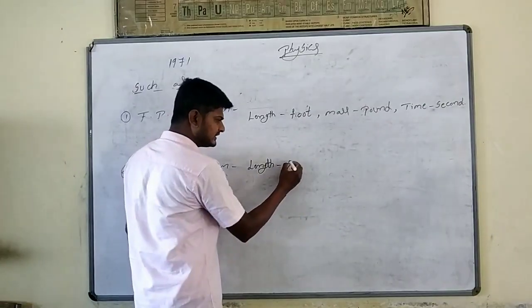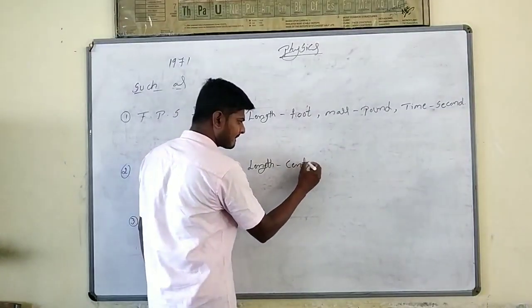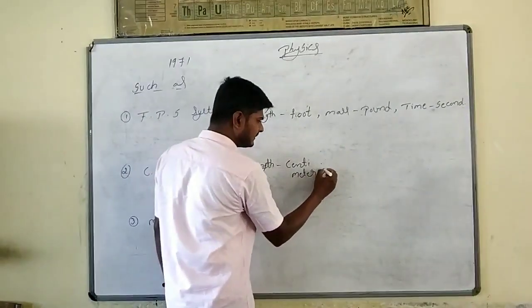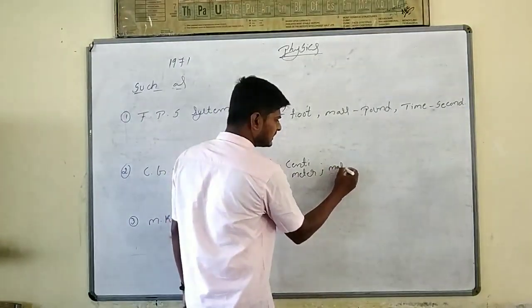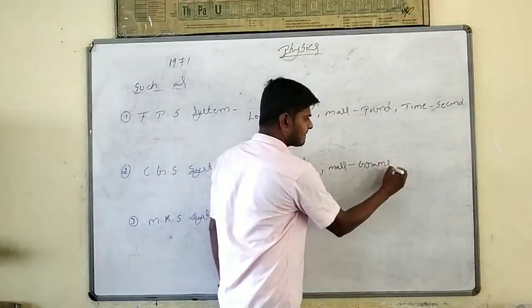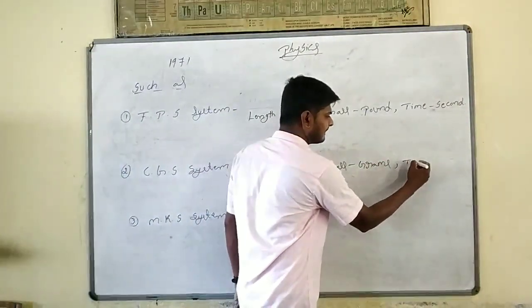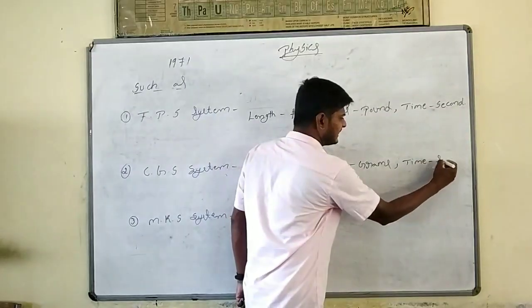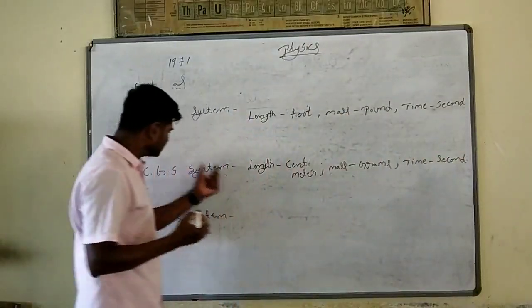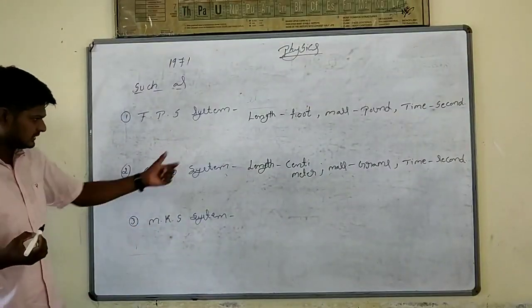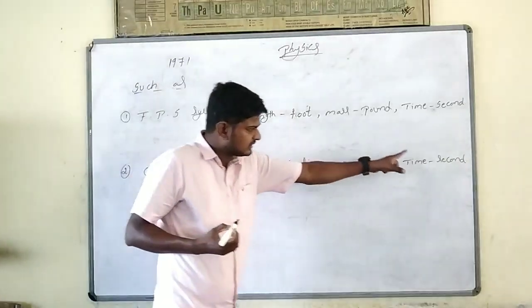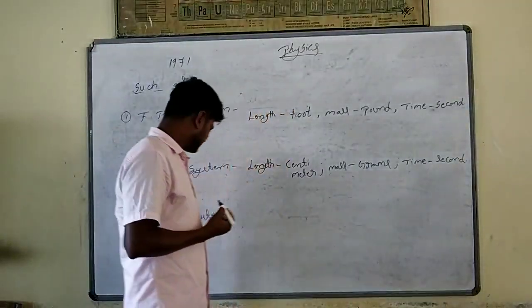In CGS, length is measured in centimeter, mass is measured in gram, and time is again measured in seconds only. This is the CGS system.